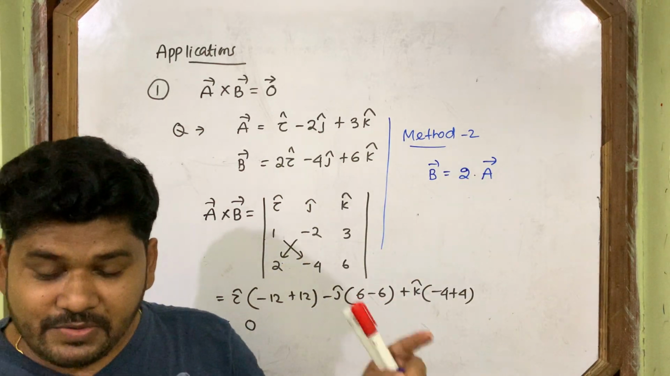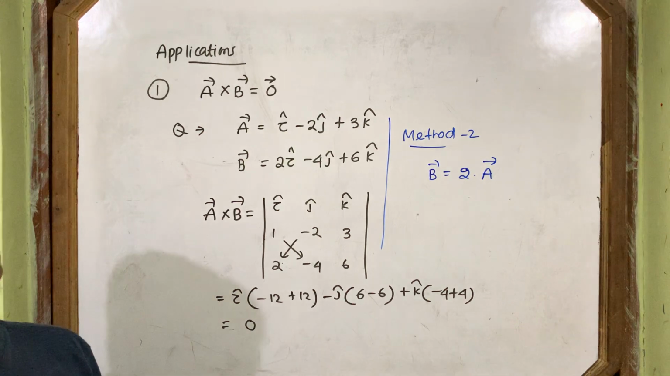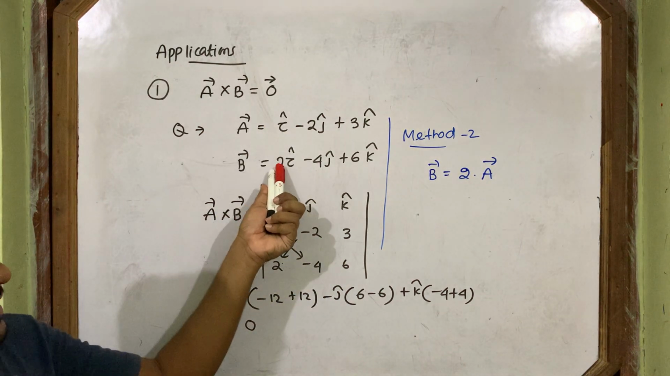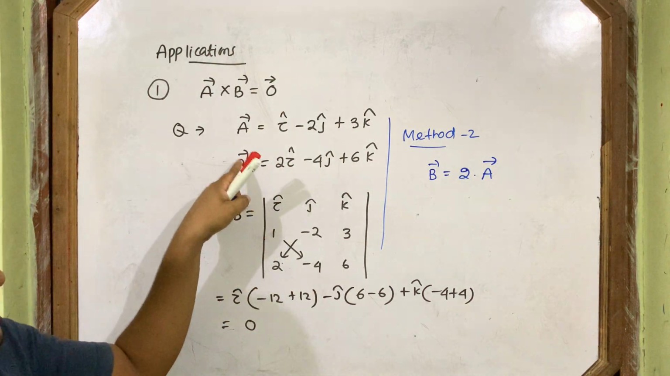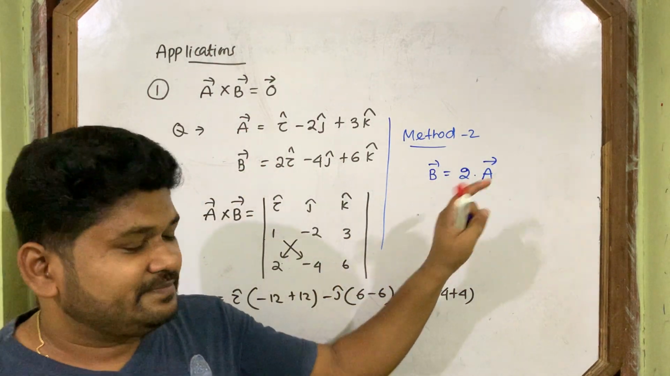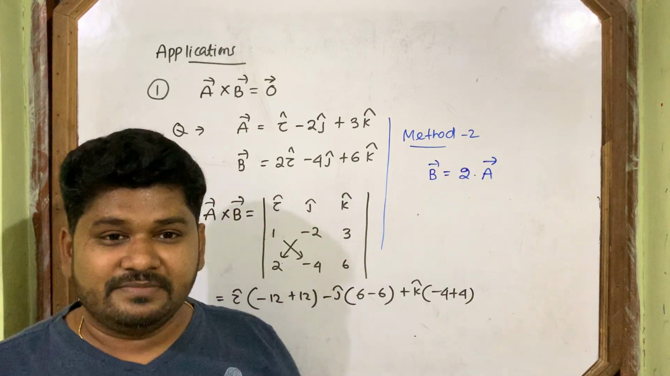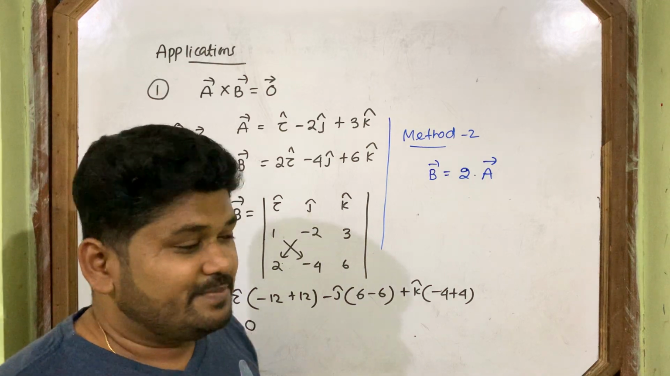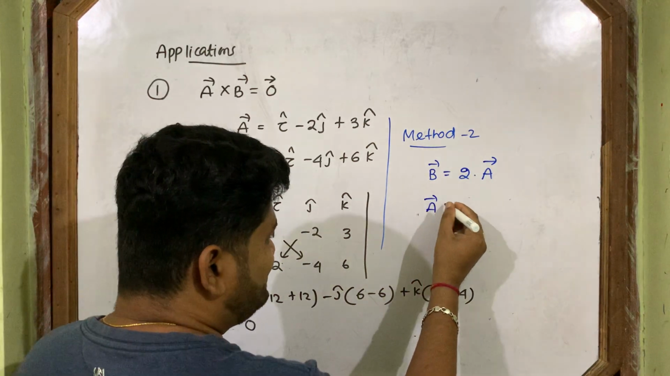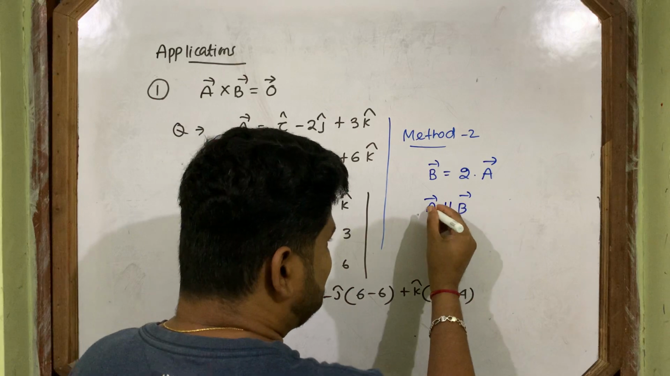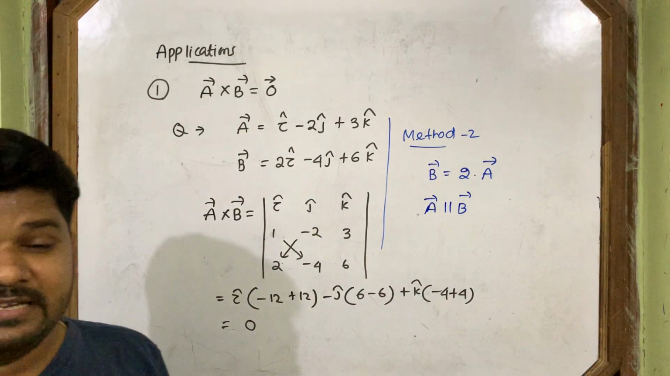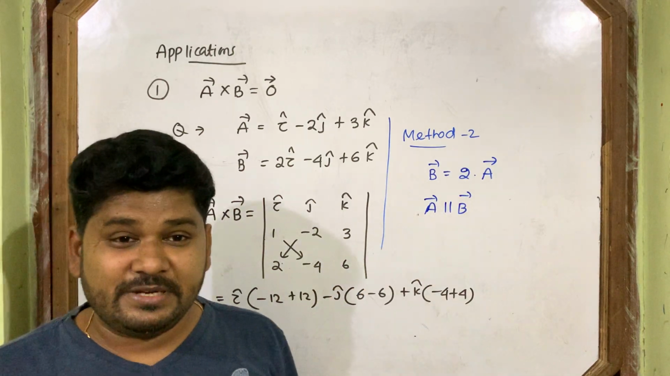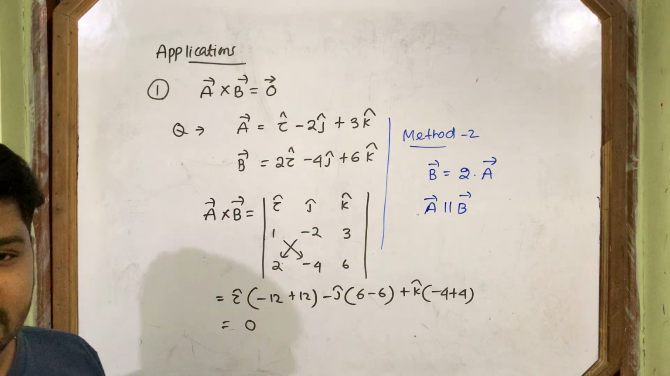Now return to your scalar multiplication of a vector. One vector is a scalar multiple of the other. This B vector is a scalar multiple of A vector, and that scalar is positive. If the scalar is positive, what is the angle between them? 0. Means A vector is parallel to B vector. You can know by this method very easily without doing the cross product.